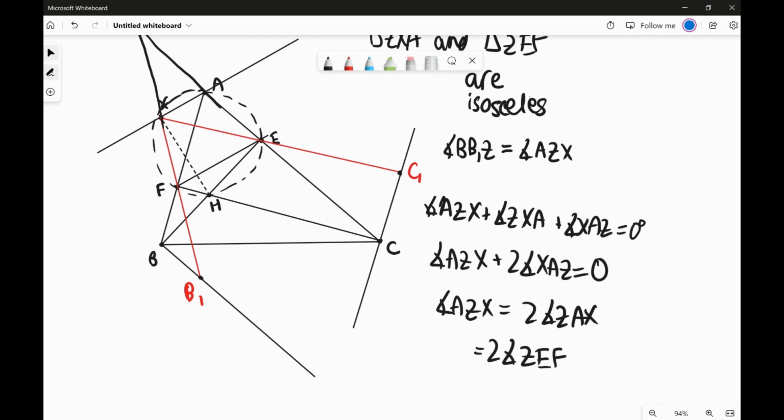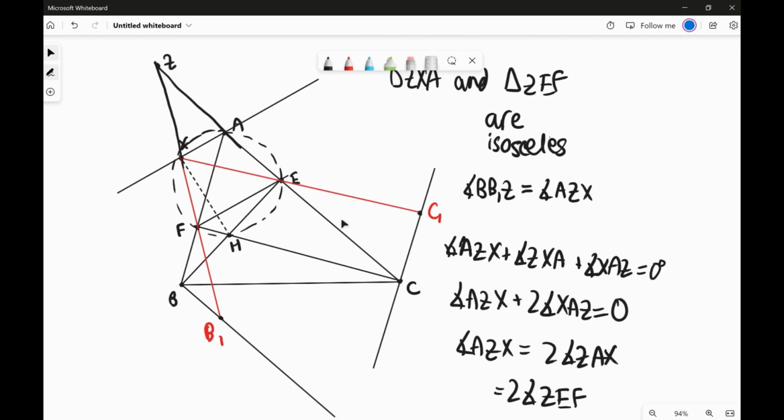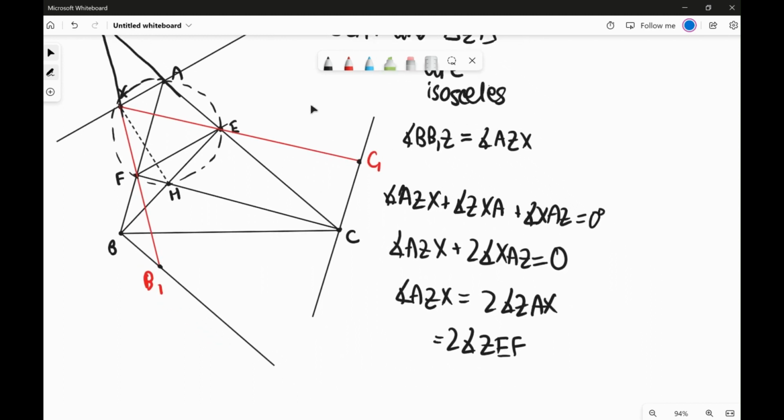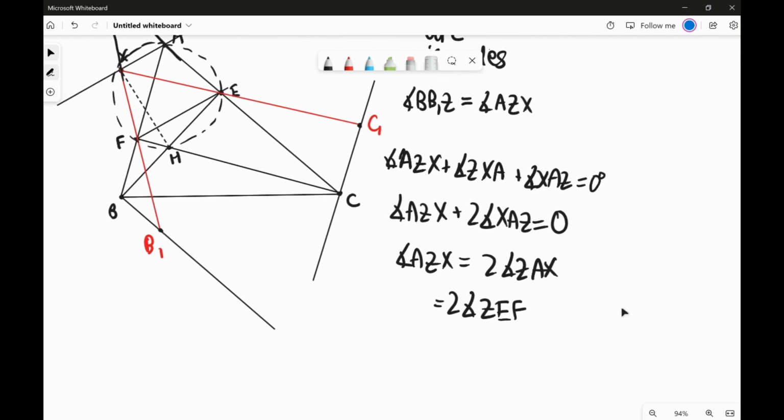And now we can say something even further about ZEF. Here's Z. Because Z lies on line CE, by definition, we can say that this is directed angle CEF. But it's pretty well known from these right angles here, BFC and BEC, that BFEC is cyclic, which means that this is just 2 directed angle CBF, which in turn is 2 directed angles CBA.